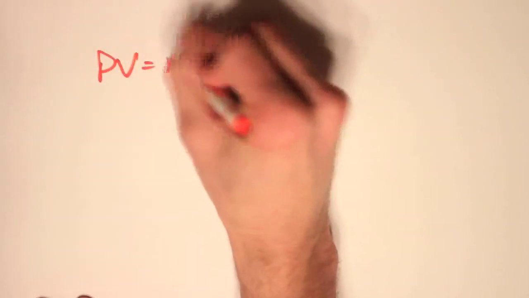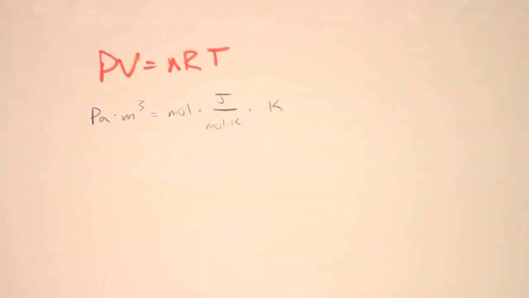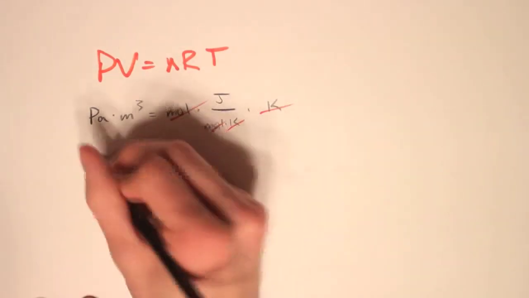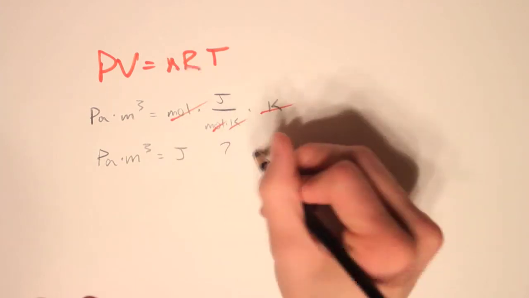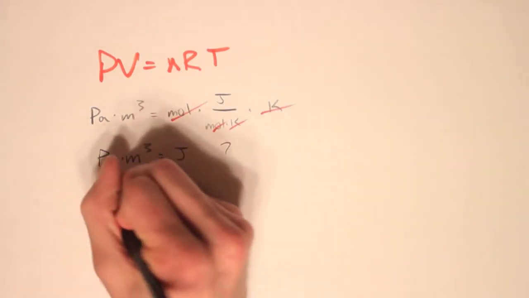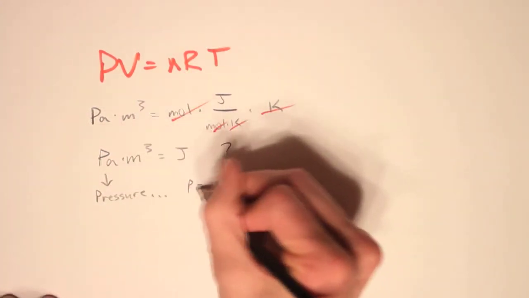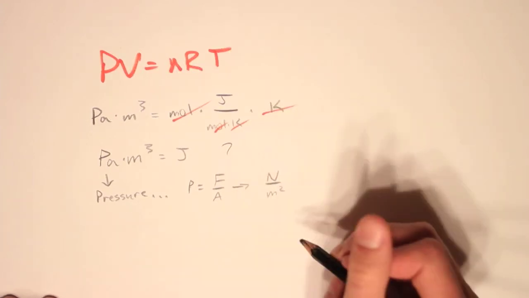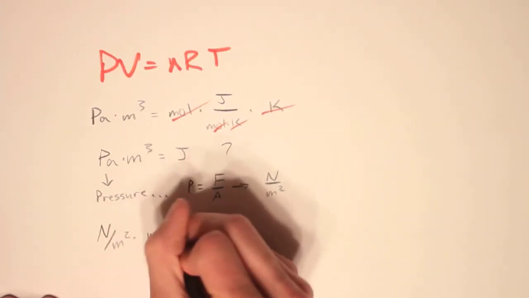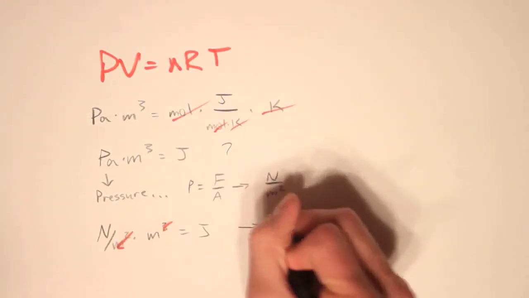Now, you may be wondering to yourself, how do the units work out on this? I've got pascals times meters cubed equals moles times joules per mole Kelvin, yada yada. I can get the other side to joules, but then I've got pascals times meters cubed. Pascals are pressure, which is force over area, newtons per square meter. Let's plug that in and see what we get.